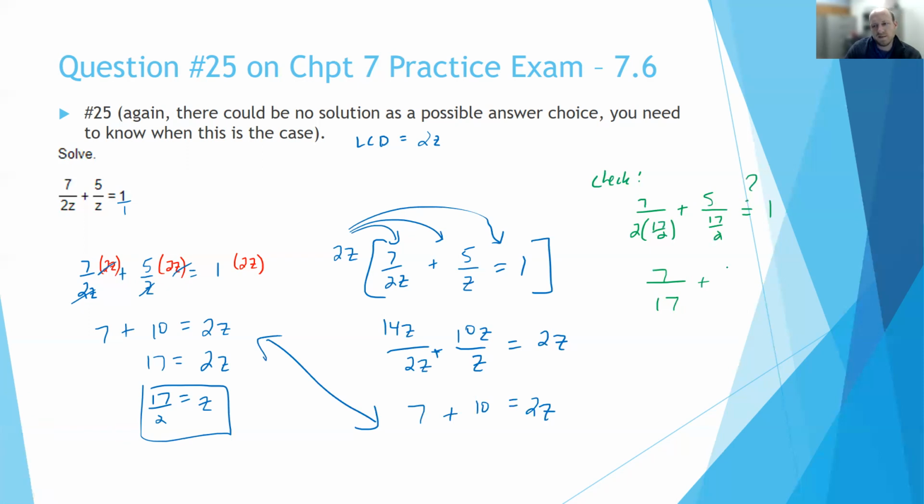So this guy actually simplifies to 10 over 17. And 7 over 17 plus 10 over 17 is 17 over 17, and that is equal to 1. So that checks out. So 17 over 2 is the answer, and it's not going to make this denominator 0. So there is a solution there, 17 over 2.